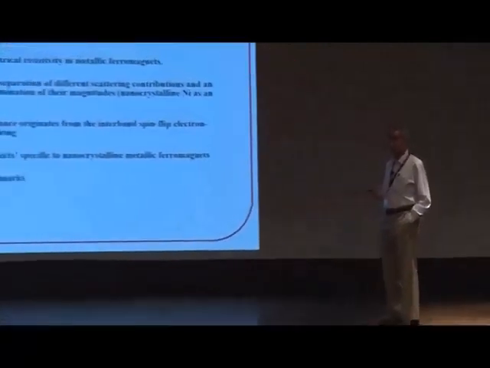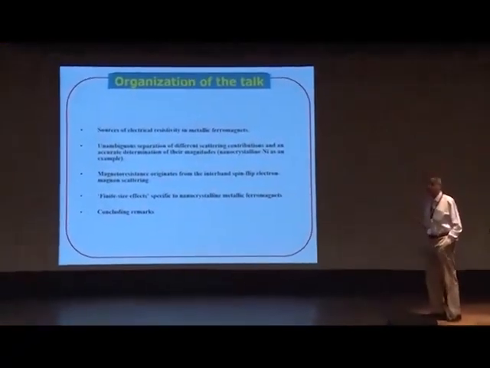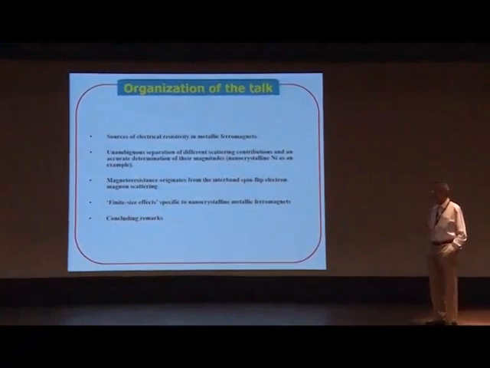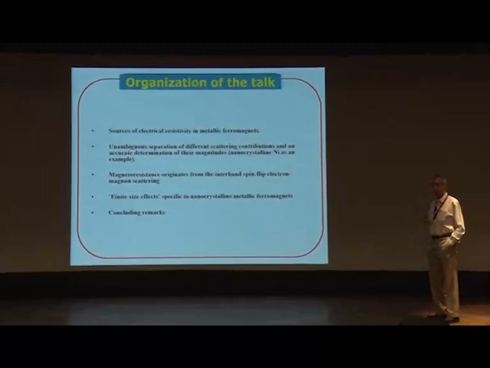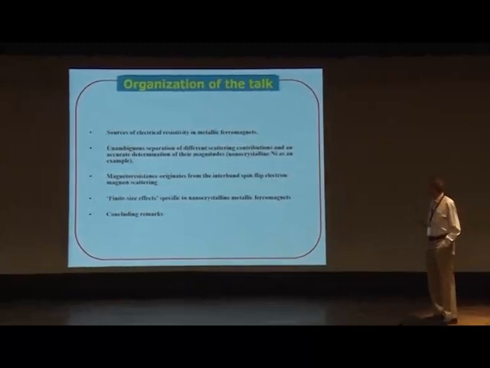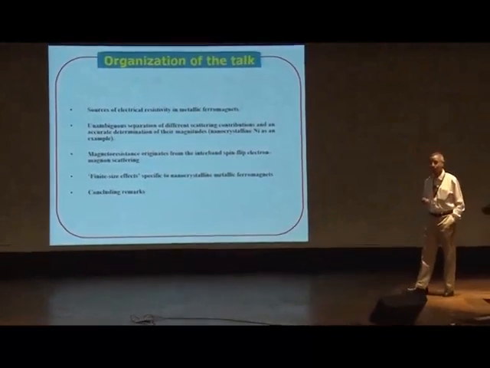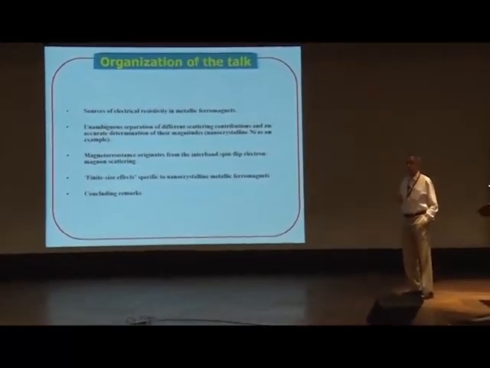First, we'll identify different sources of electrical resistivity in metallic ferromagnets. Then I'll show you how one can unambiguously separate out different scattering contributions and also determine accurately their magnitudes. I will treat nanocrystalline nickel as an example to illustrate this approach.